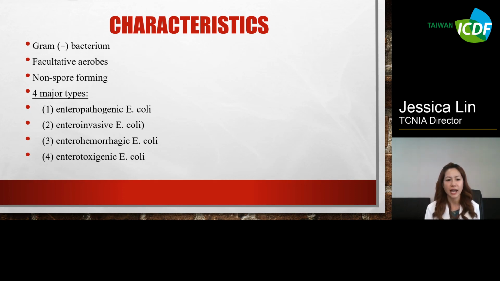There is the enteropathogenic E. coli. Number 2, the enteroinvasive E. coli. Number 3, the enterohemorrhagic E. coli, meaning you'll get bloody diarrhea as a symptom. And number 4 is the enterotoxigenic E. coli. So those are the 4 types of E. coli that we see for the food poisoning cases.